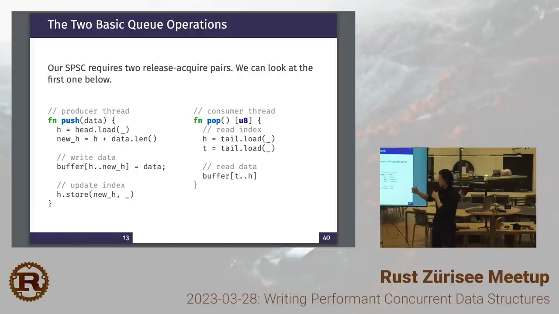And the same thing goes for the pop. We want to read an index and then read data. And that's actually a bit annoying. So the thing is, how can you read the data if you did not read the index before? Because the index determines the address from which you perform the read. So how can this ever be reordered?